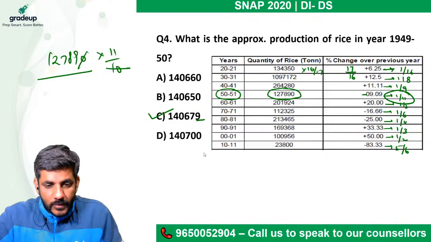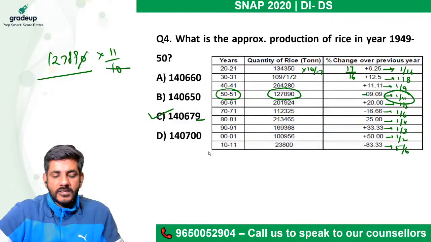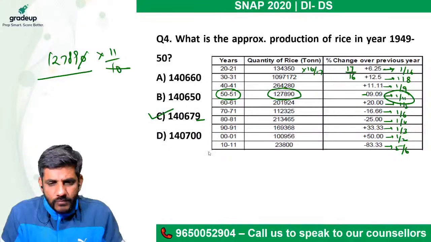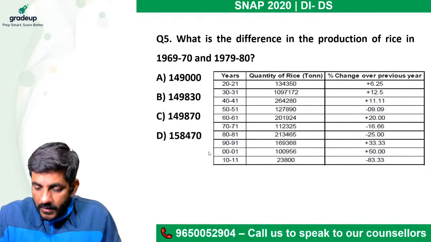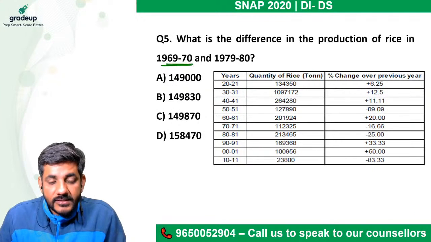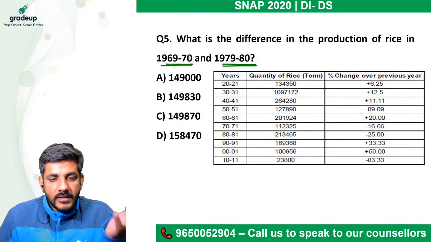Okay, so once the idea is clear, I think we can move on to the next question because you have understood what exactly is given. So all the questions would be based upon this now. For example, if I move on to question number 5. It says, what is the difference in the production of rice in 1969-70 and 1979-80? So I have to do the same thing.